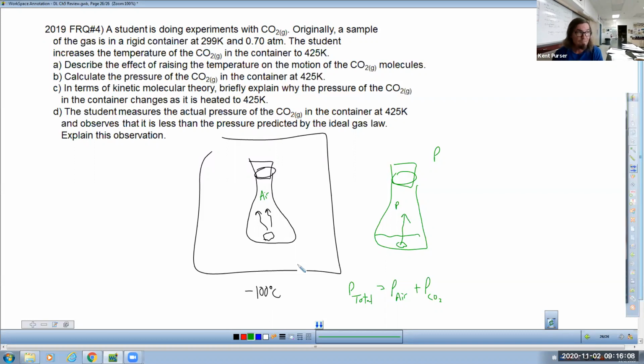All right, how many minutes do I have? 4 minutes. Describe the effect of raising the temperature on the motion of the CO2 molecules. Anybody going to get that wrong? If you raise the temperature, what's going to happen to the particles? Move faster. Good answer. Calculate the pressure of the CO2 in the container at 425 Kelvin.